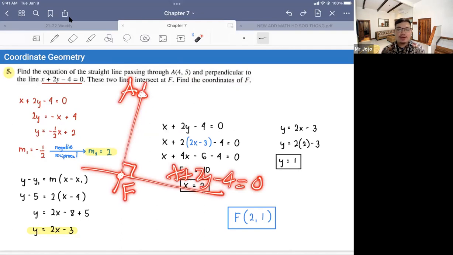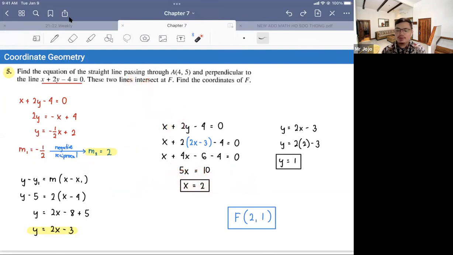Of course, if you have two lines that are intersecting, the only way you can answer this is by solving them simultaneously, right? What you need is the equation of line AF, this line here. You need its equation in order to solve for the coordinates of point F. So right from the get-go, I'm going to get the equation of line AF. But how do I get there?